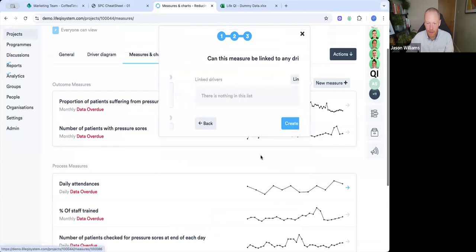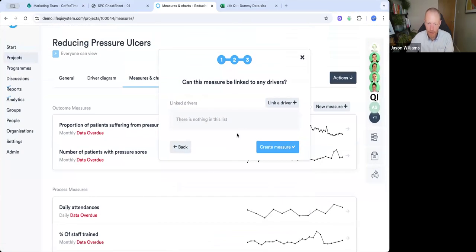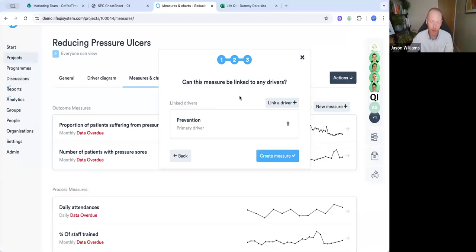So I've clicked that and just make sure I don't click out of this box. I'm going to continue to work through this 3-step box here. Last option is if I want to link my measure to any of the drivers on my driver diagram. So I can look up parts of my driver diagram and make that linkage if I wish to do so. Totally optional, but it can be useful. It will show up then on the driver diagram. Just make that link. So that's completed that.